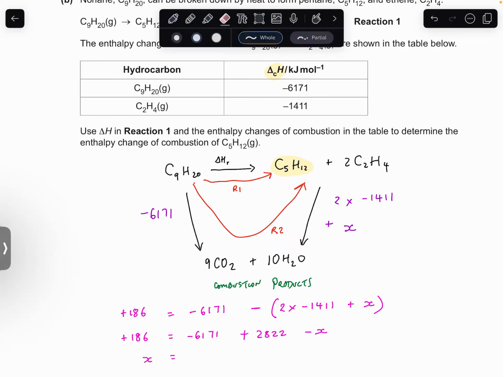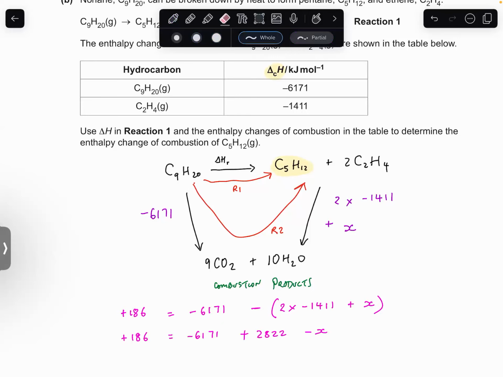I've got my sign mixed up here. That's right. So it's going to be reactants minus products. That's right as well. Minus, minus. Yep, that line is correct.